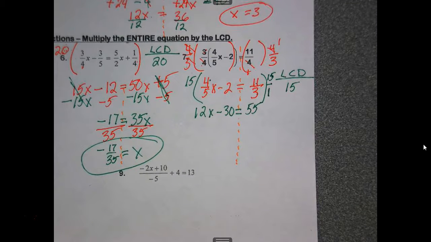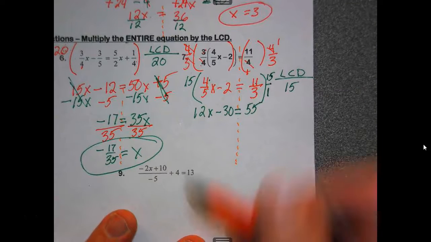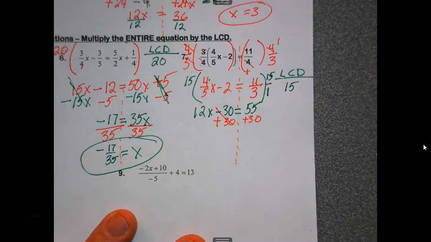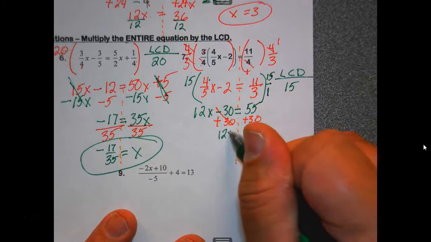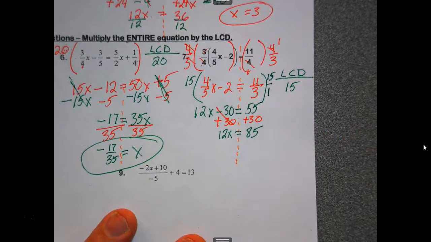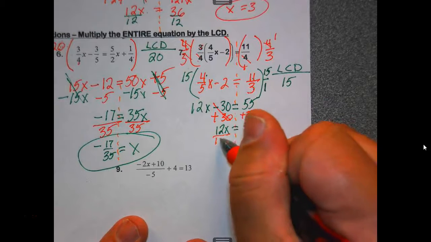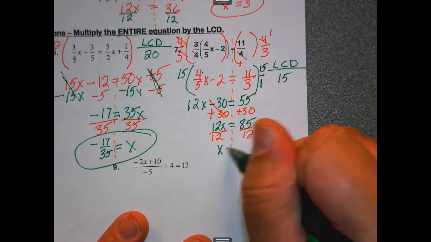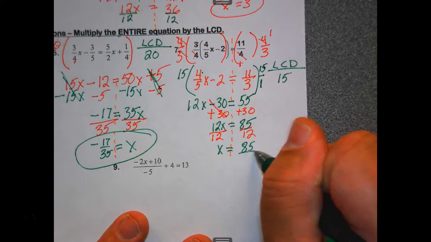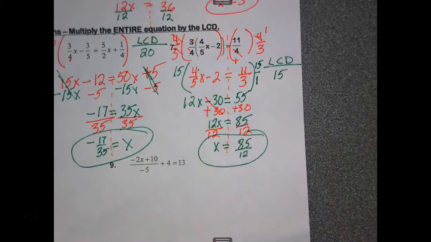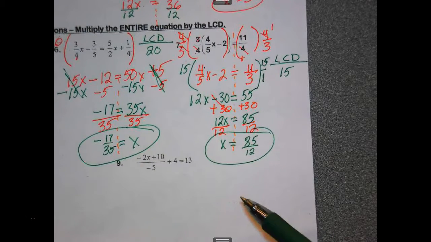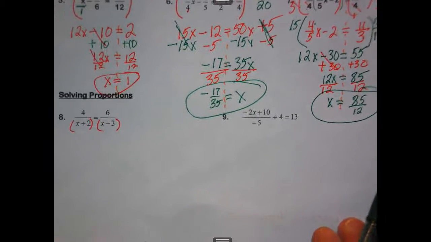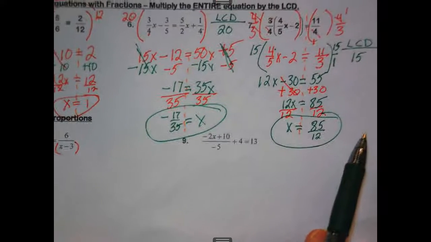I have x's on one side, so I need to get rid of that 30. Add 30 to both sides. So I get 12x equals 85. Divide both sides by the coefficient 12. And I believe that this cannot be reduced. Are you good? Are you good? Questions, comments, concerns?